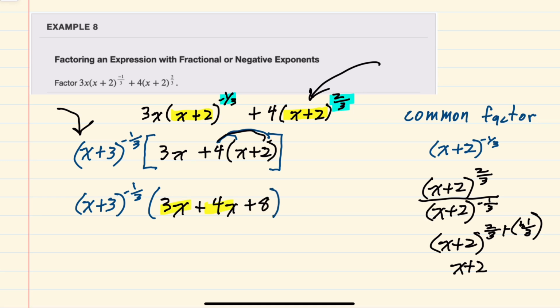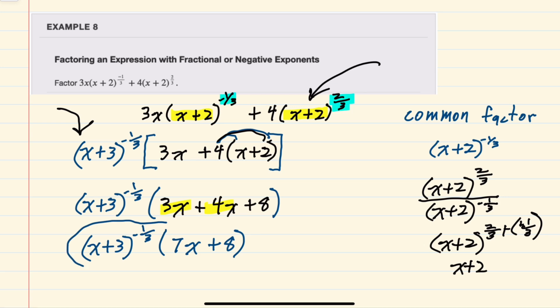Lastly, I have like terms that I can add, so I can simplify that to be 3x plus 4x is 7x plus the 8. We have factored and simplified as much as possible by taking out that common factor and then simplifying.